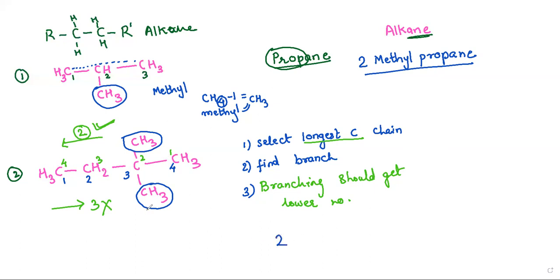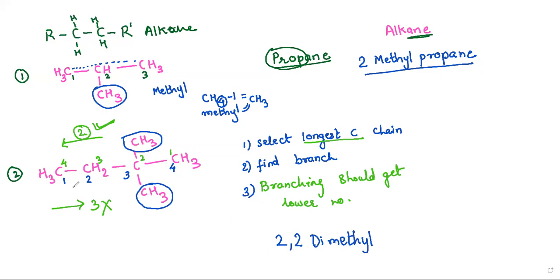Now how many branchings are there? There are two methyl groups. So I have to write 2,2-dimethyl. Since there are two methyl groups, I have to write dimethyl, because both the methyl groups are on the same carbon atom.